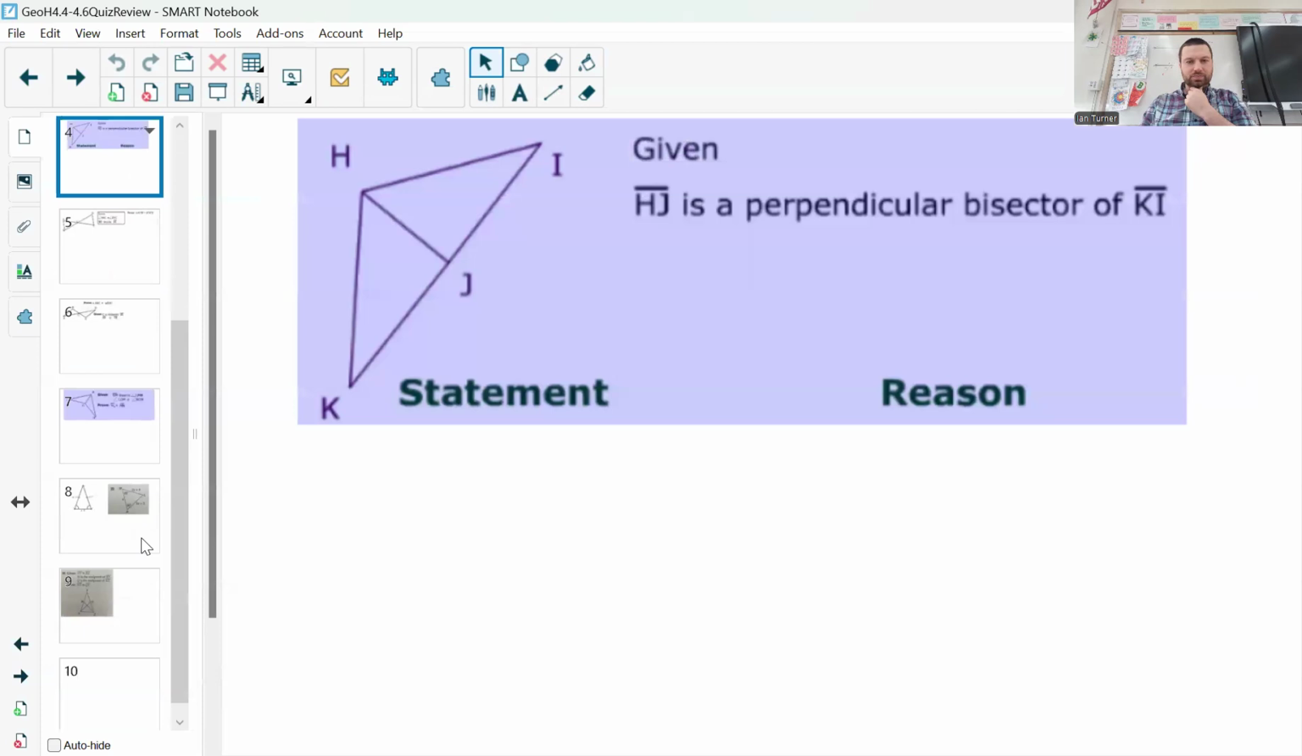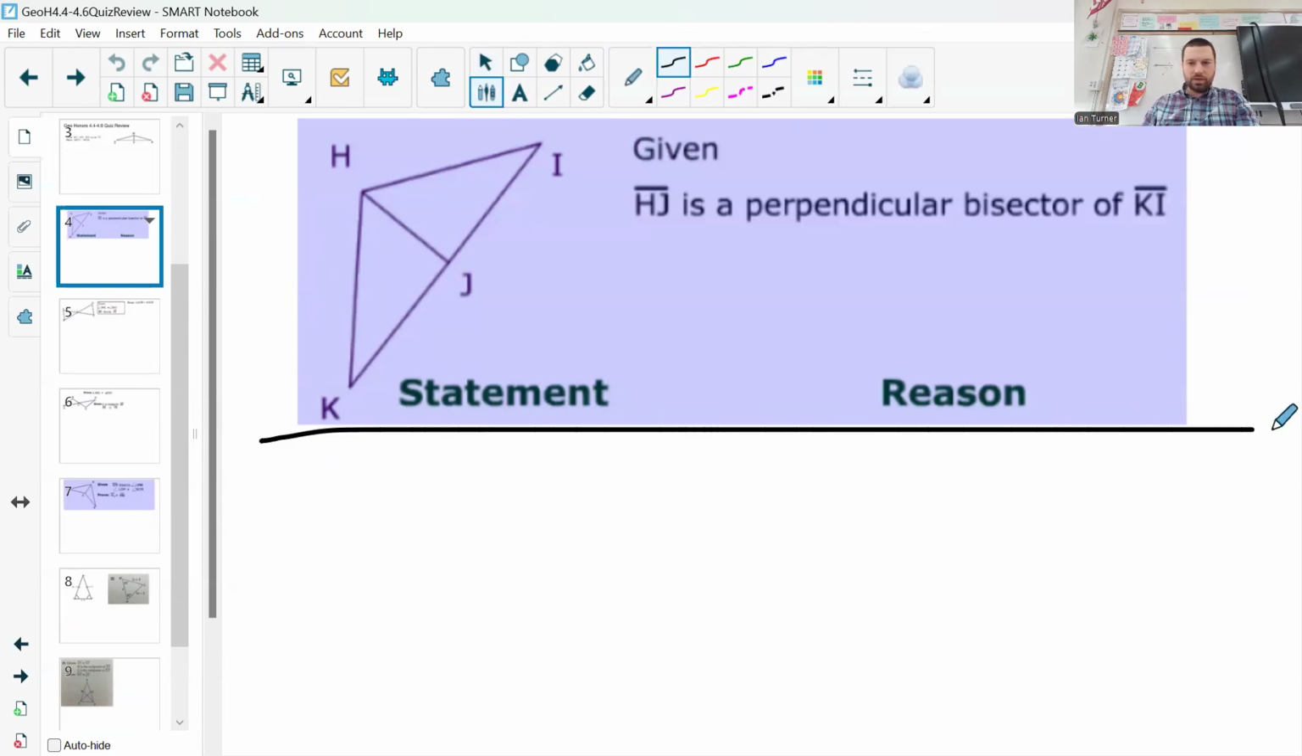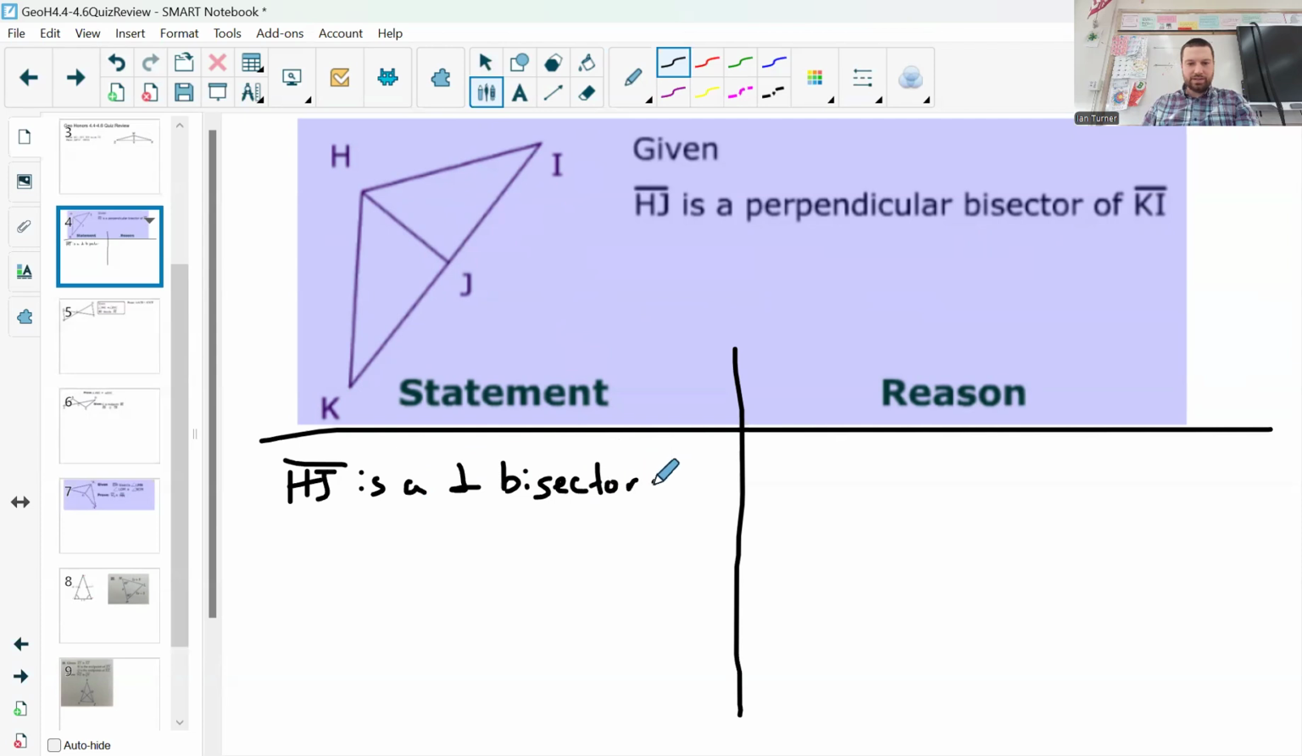Okay, so let's do this one, huh? So we got a little proof time. And here we go. We got statement and reason. We're going to write down our given. Our given is pretty straightforward as one thing. They say HJ is a perpendicular bisector. Perpendicular, remember, is that symbol. So I'm going to say perpendicular bisector of KI.